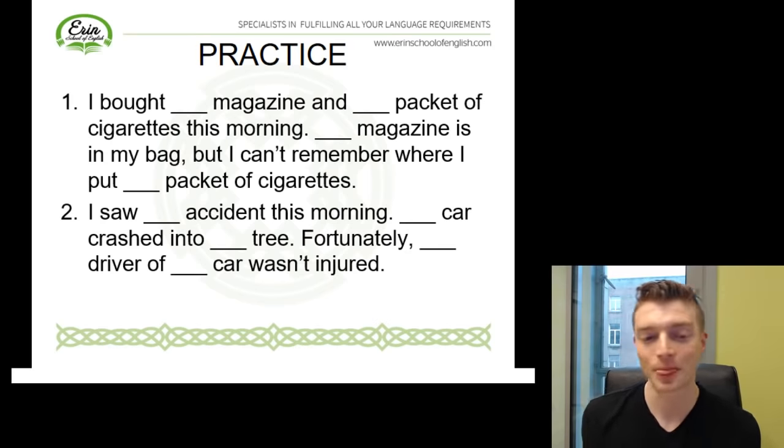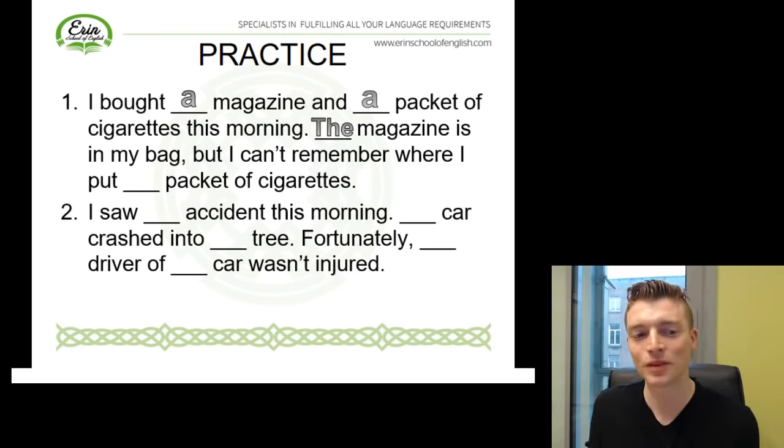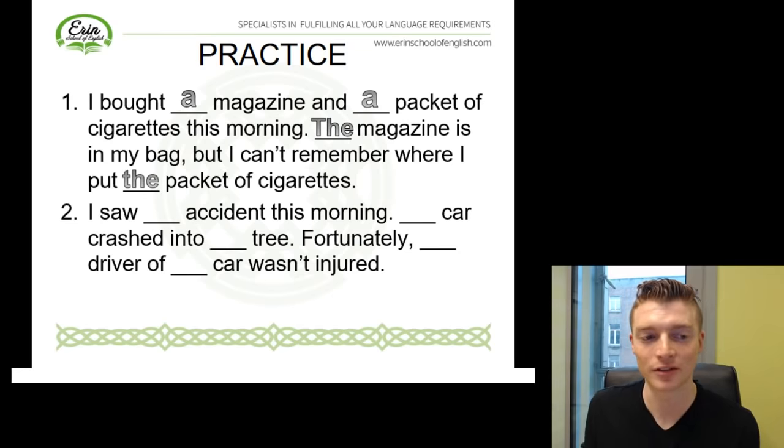So in number one, I bought a magazine. Magazine, once again, it's a singular common noun. It needs the indefinite article. It's the first time I've mentioned it. And a packet of cigarettes. A packet. This morning. Now, magazine again, I've mentioned it before, so now we're using the. The magazine is in my bag, but I can't remember where I put the packet of cigarettes.